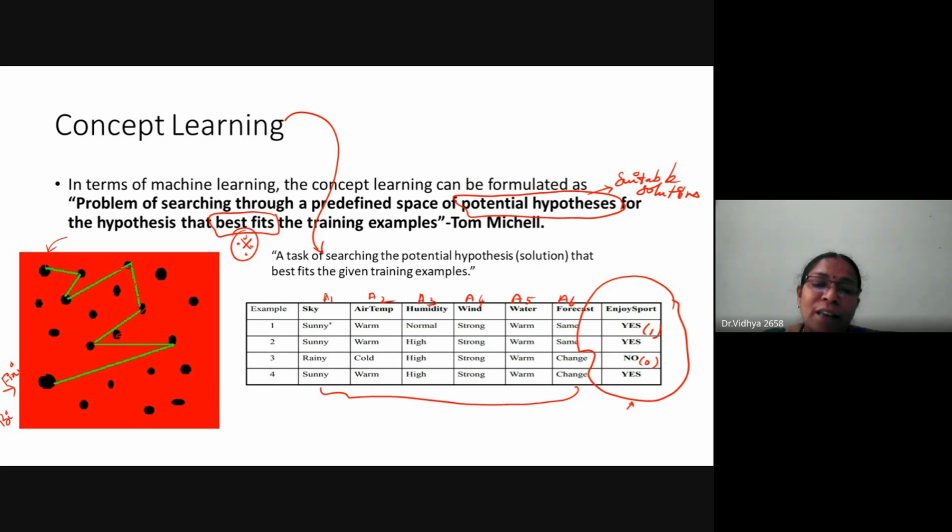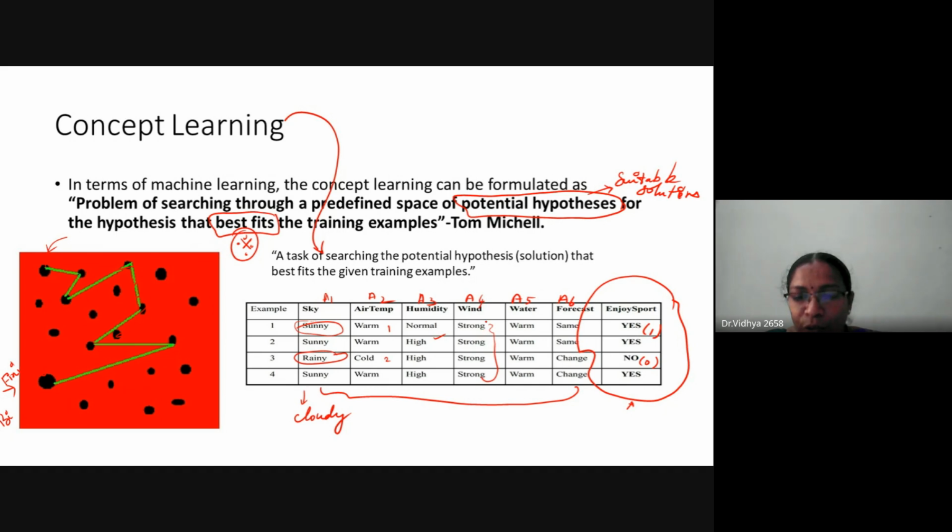Sky is given here as sky. Sometimes it is sunny, sometimes it is rainy, and in some other examples the sky condition may be cloudy. So there are three different conditions for the attribute sky: sunny, rainy, and cloudy. Similarly, for air temperature we have two different conditions: one is warm, another is cold. Humidity is normal or high. Then wind may be strong or heavy, or it may be lighter.